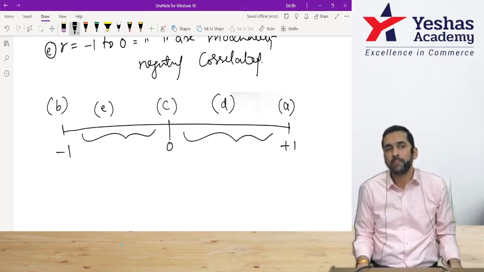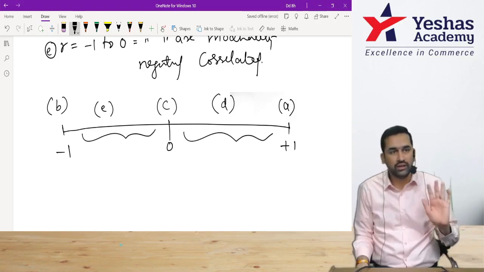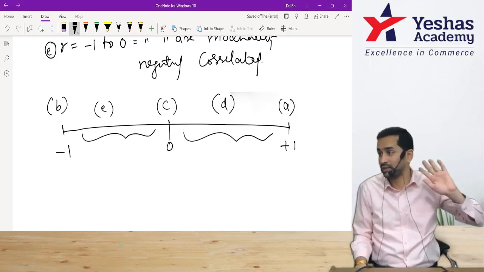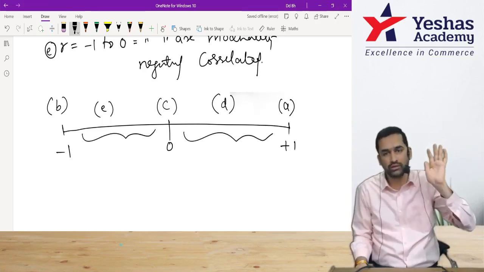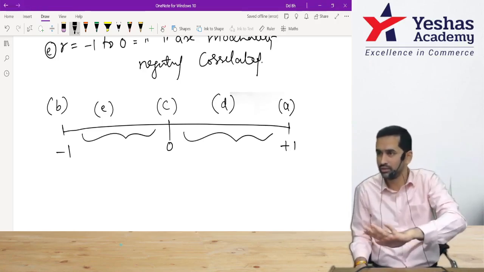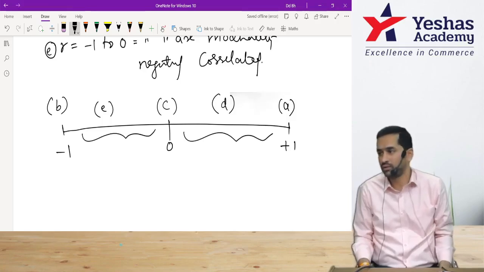What if they say correlation between Nifty and Reliance is 0? What is the meaning? Reliance and Nifty are not moving in any common direction. It can be anything. I'm not saying it has to be this only. I'm saying it can be anything. Nifty is up, Reliance can also be up. Nifty is up, Reliance can be down. Nifty is up, Reliance can be there only. There is no relationship between these numbers at all.